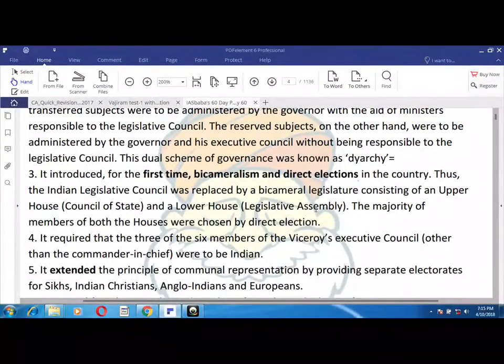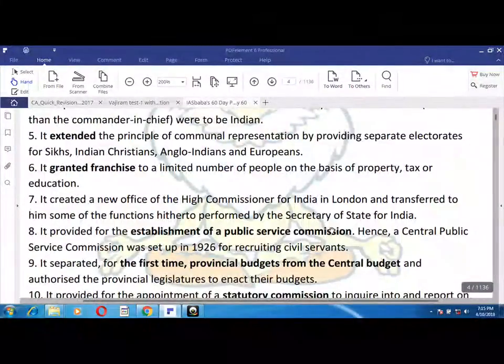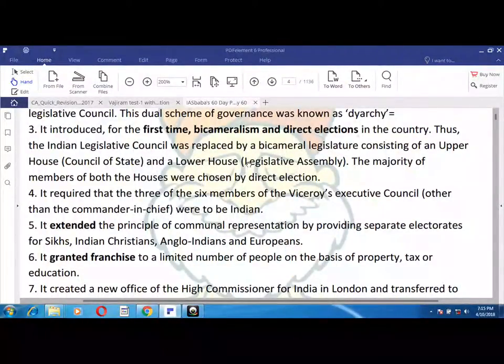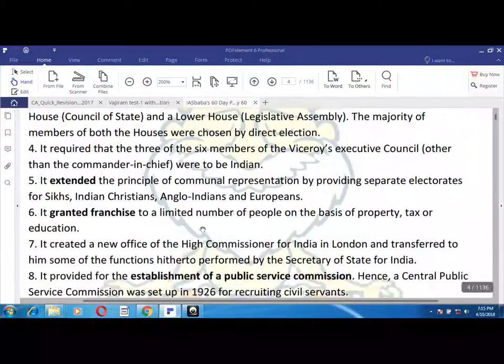It required that three of the six members of the Viceroy's Executive Council, other than the Commander-in-Chief, were to be Indian. It extended the principle of communal representation. Here you can see the Council of State, upper house, and the Legislative Assembly, lower house.